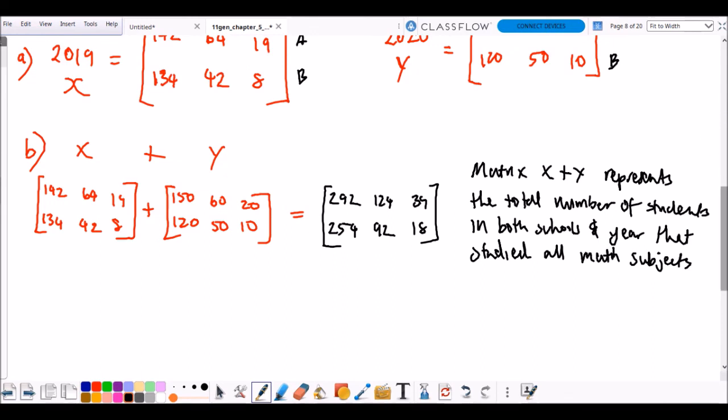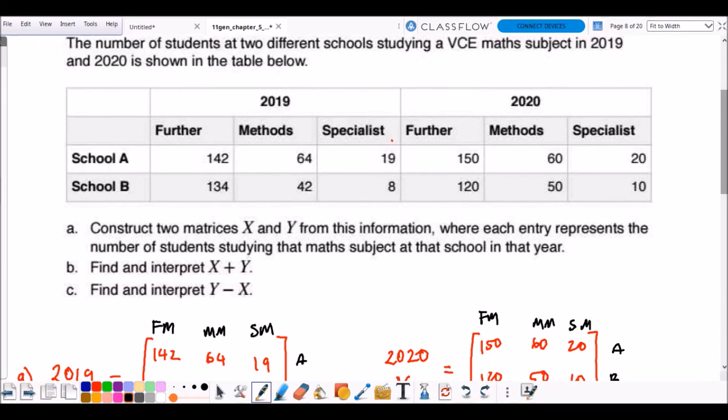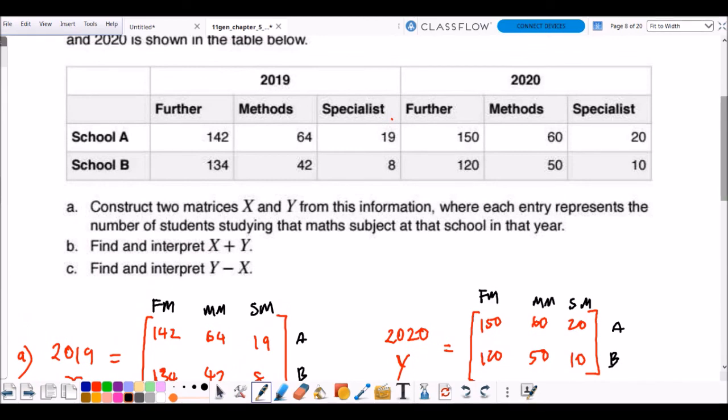Now, without going into the working out for the next one, what would you do if you did Y minus X? If you did this matrix minus that matrix, what would that represent? Difference. The difference in? Yeah, but not just in years. Difference in number of students that studied compared between 2019 and 2020. So if you minus that, that's what the information would represent. All right, so I'm going to stop there.